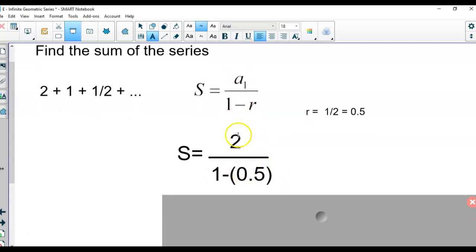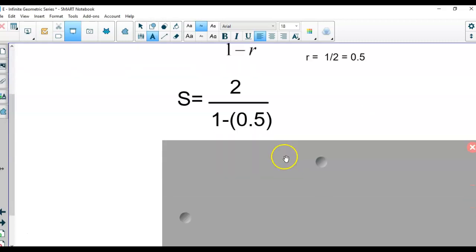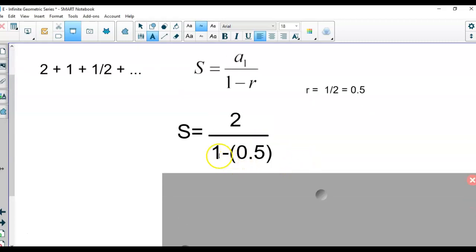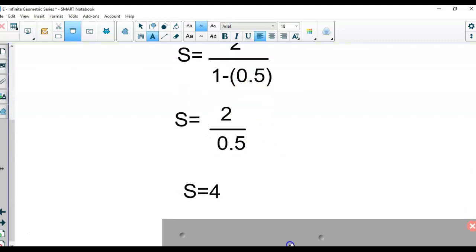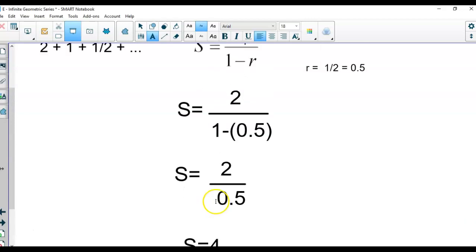So there we go right there. I did that just right there, okay? Next, what I want to do is evaluate the denominator. Okay, so 2 minus 0.5, that gives me 0.5, okay? And now I want to evaluate the whole fraction here. So 2 divided by 0.5, that gives me 4. So the sum of that infinite series is equal to 4.